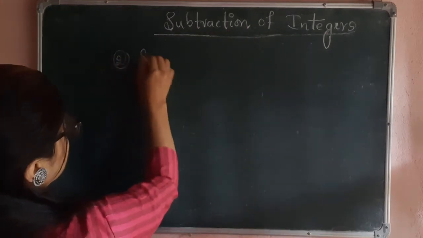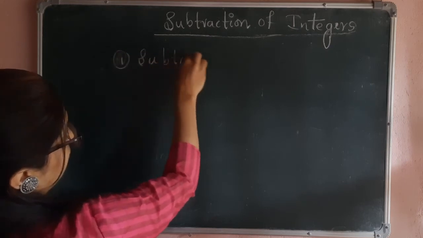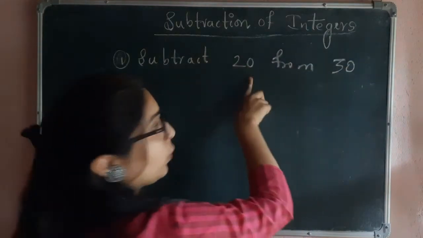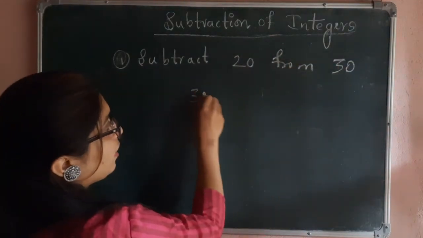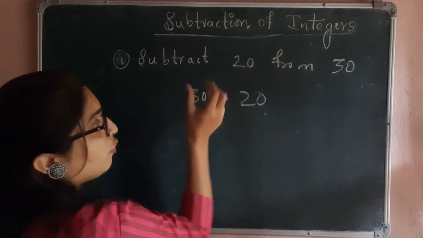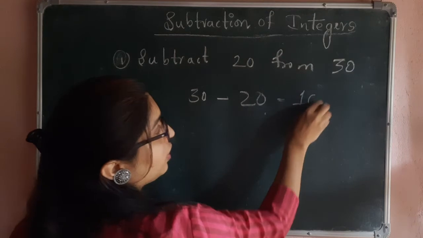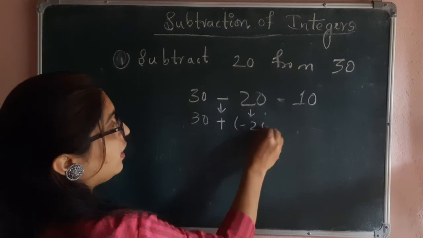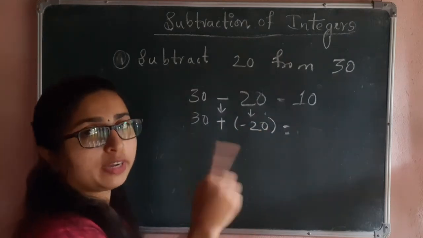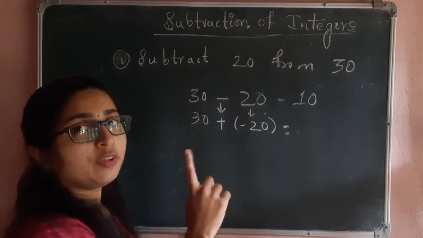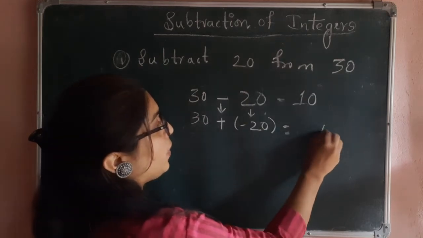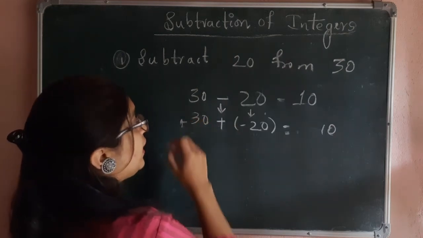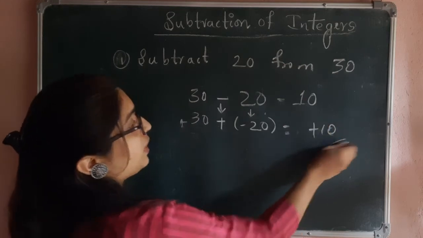Subtract 20 from 30. That means 30 minus 20. I am subtracting 20 from 30. Okay, so that will give you 10. How? We can convert this to addition, changing the sign of the subtrahend. Now, it is addition of two integers with different signs. So take the difference of the absolute values, 30 minus 20, 10. Then place the sign of the greater number, that is plus. So it is plus 10.